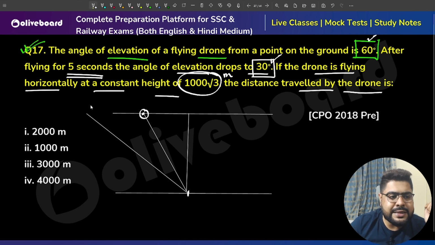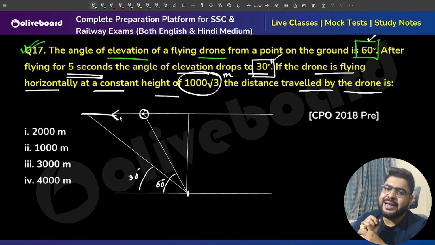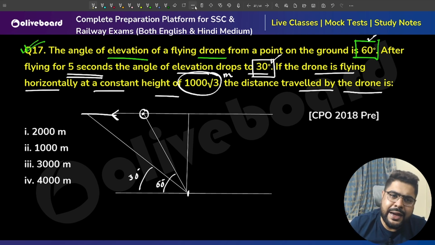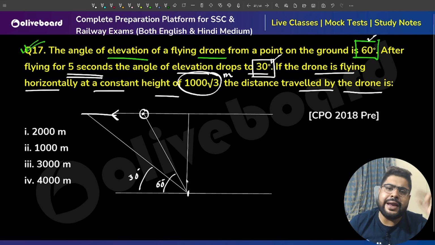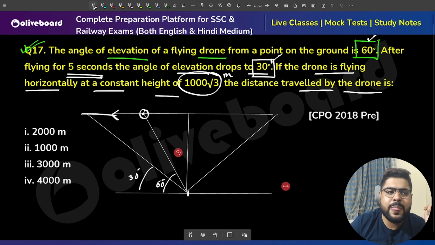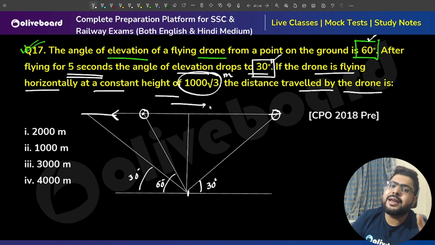That is the reason initially the angle was 60 degree, and now after flying for some time, it is 30 degree. Meaning, my assumption is the drone is flying in this direction. Now, this is not mentioned. Actually, this is a printing mistake in the question. It might so happen that this is 60 degree on this side and the other time when I'm looking, this is 30 degree over in this direction. So the drone might be flying in this direction as well.